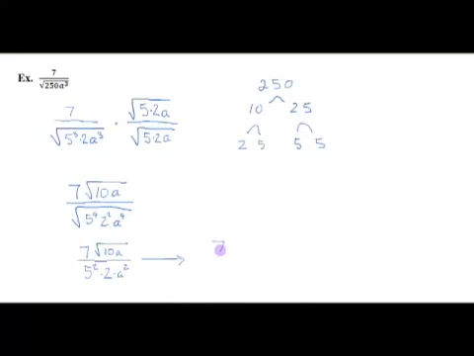So that gives me a 7 square root of 10a all over 5 squared, which is 25, times 2 is 50, a squared. Now we have a rationalized denominator, no radicals in the denominator.